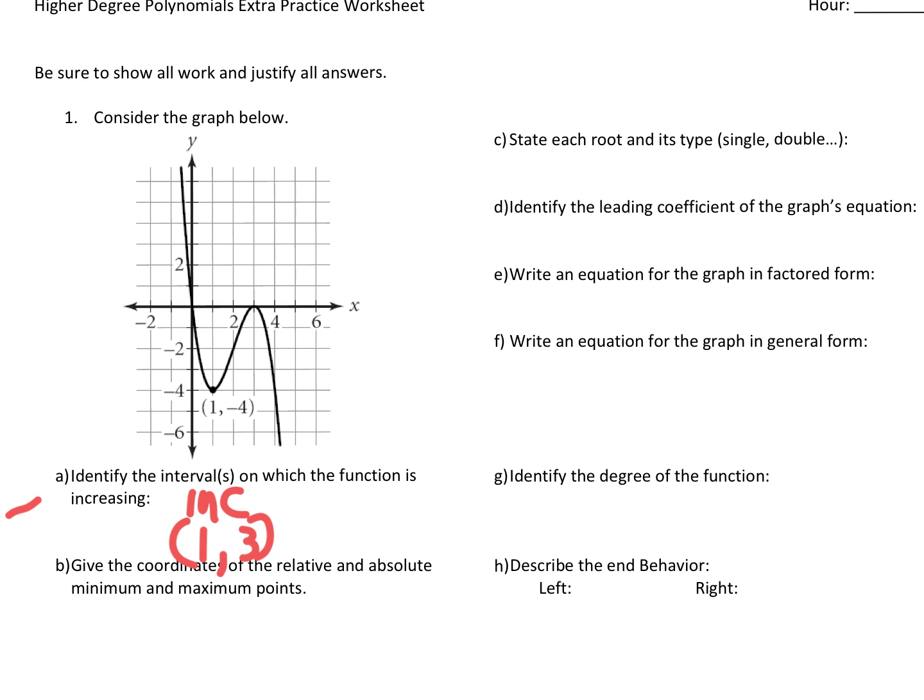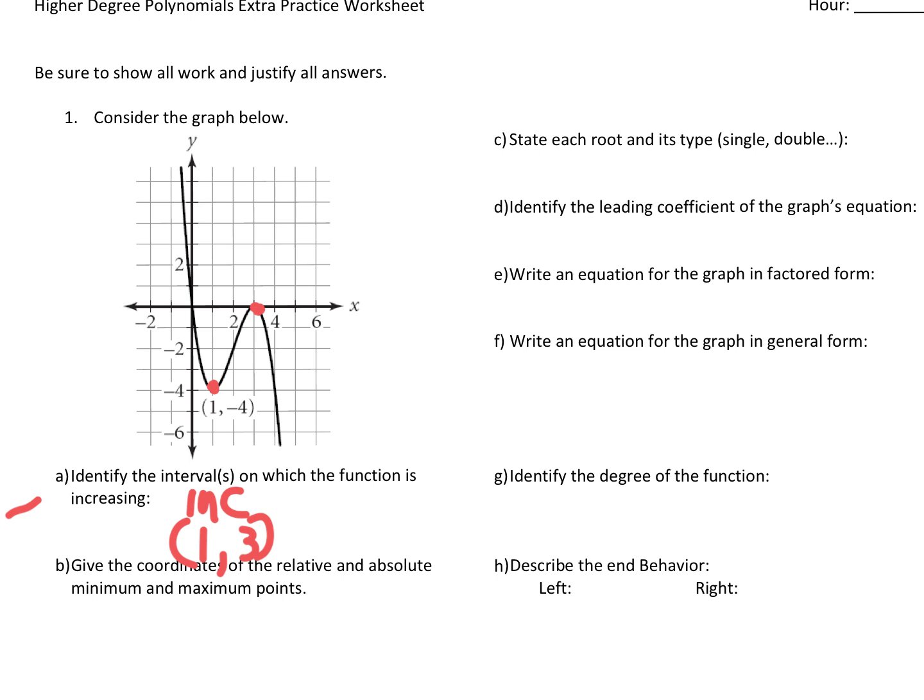I get totally why a kid last hour said that was at 0. He was using the Y value. But see, between these two dots, it's increasing, which is between 1 and 3. Perfect. Is it ever increasing anywhere else? Nope. Is it decreasing somewhere? Yes, it is, but they didn't ask you that. Okay, part B. Give the coordinate of the relative and absolute minimum.